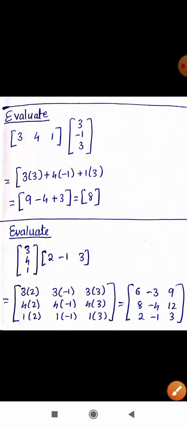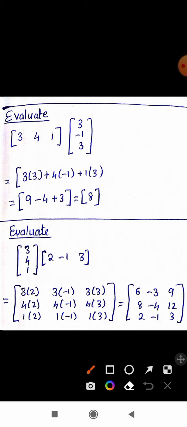Now how to multiply the second matrix, that is row into column. 3 into 2. Again row into column. 3 into minus 1. Row into column. 3 into 3. Again row into column. 4 into 2. Row into column. 4 into minus 1. Again the row into column. 4 into 3. Again row into column.